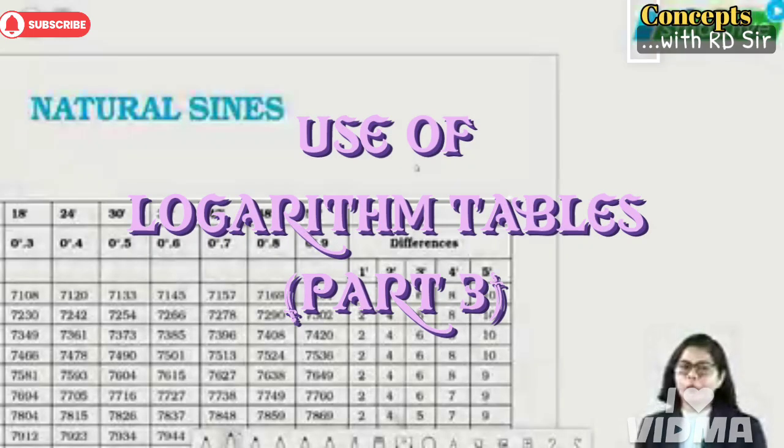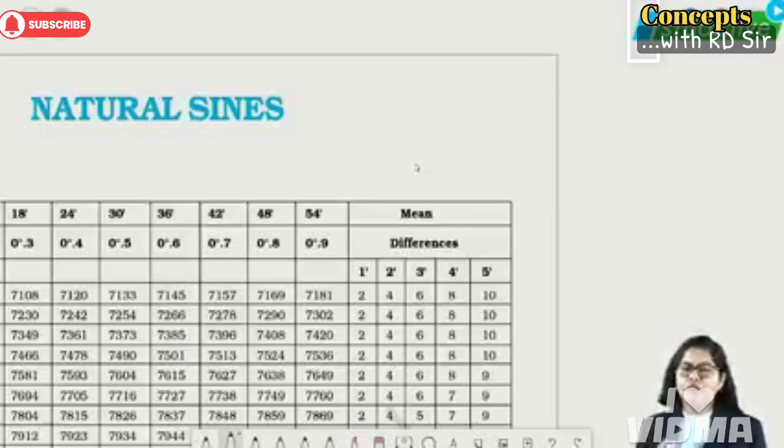Hello students, welcome back. Earlier we have learnt how to use the log table for log and anti-log, right? And I had given you some homework also, right? Now here we are going to talk about how to use trigonometry, that is sine, cos and tan. So using the logarithmic table, how to see sine, cos and tan.